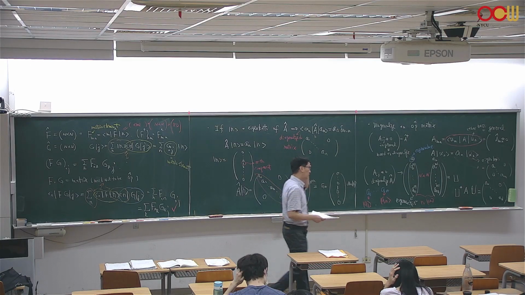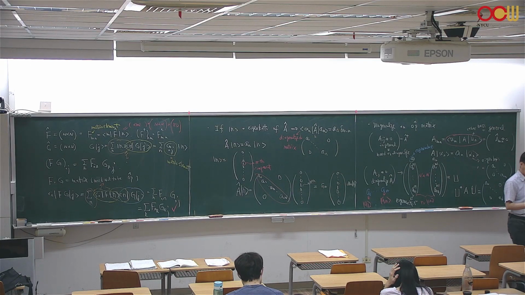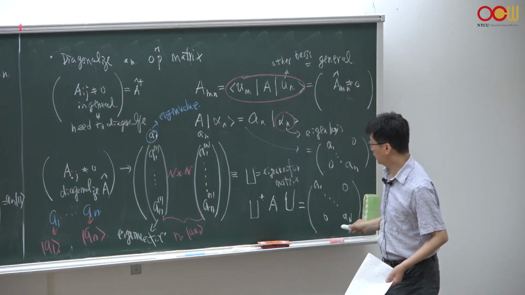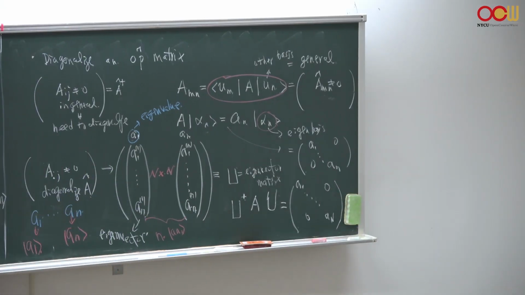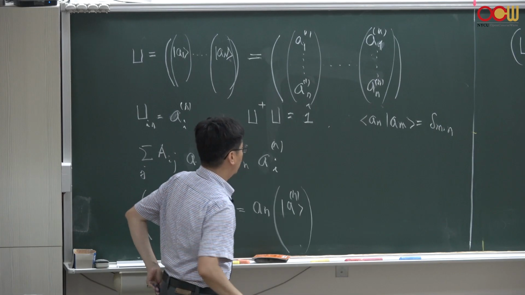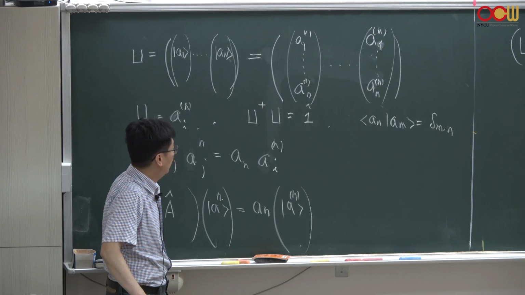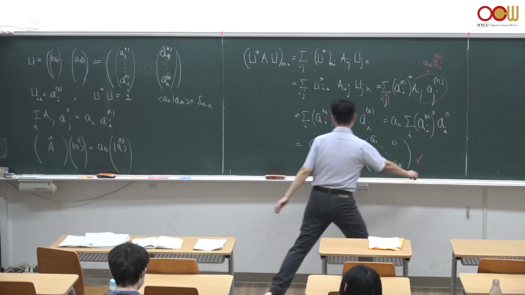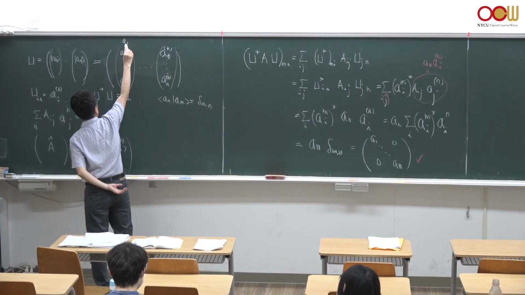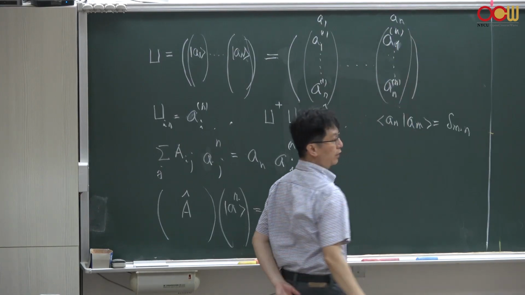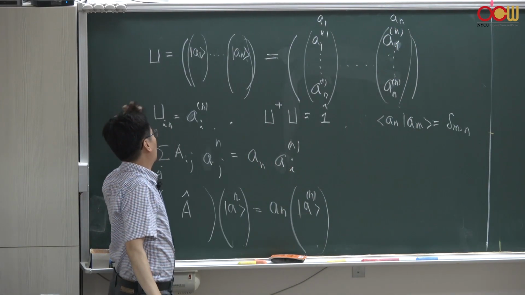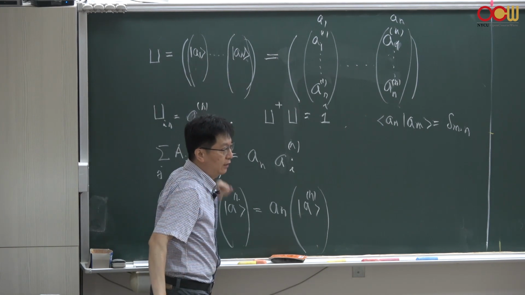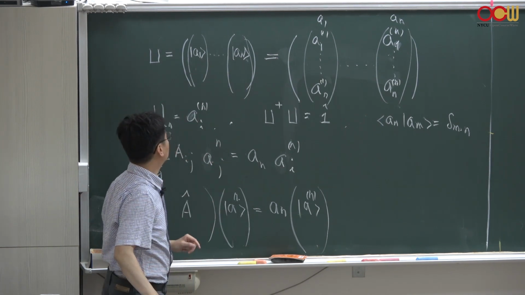In some mathematical textbooks, this matrix U is called the eigenvector matrix. It's a matrix made of eigenvectors, and this eigenvector matrix can be used to diagonalize your matrix. So let's derive the statement that I just made. Suppose I can find the eigenvalues and eigenvectors of a matrix A. I call the eigenvalues a_1 up to a_N, and the eigenvectors the kets |a_1> up to |a_N>. I simply combine all these column matrices together.